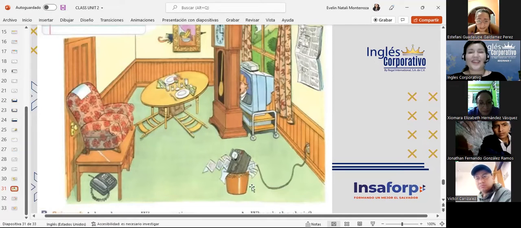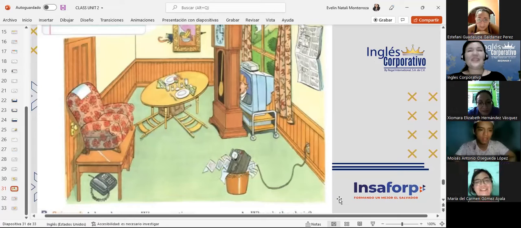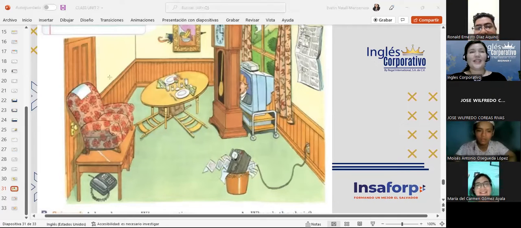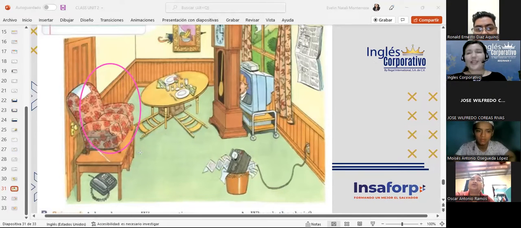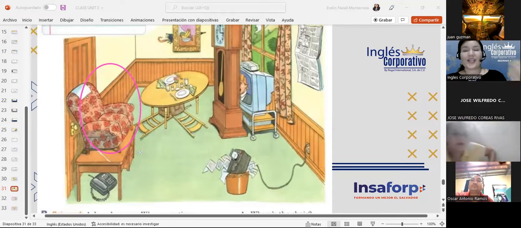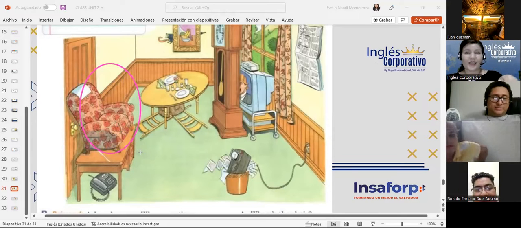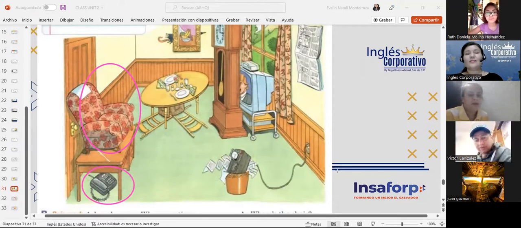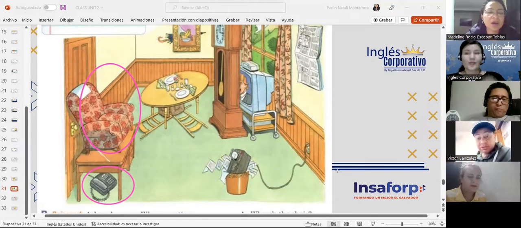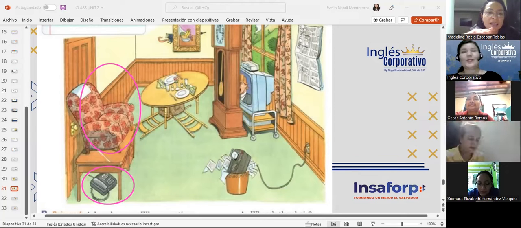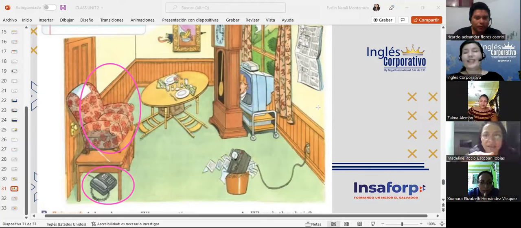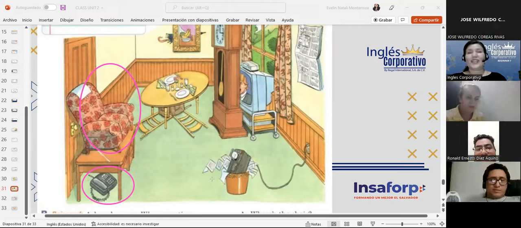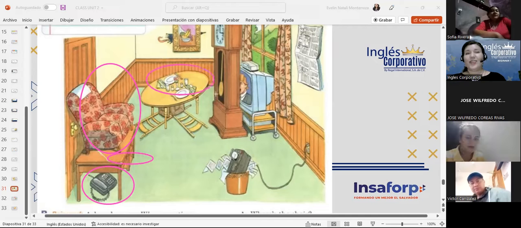Over the armchair. Table. On the table. The armchair is on the cabinet. On the desk. On the table. On the desk. Desk es escritorio. Where is the phone? The phone is under the desk. Under the desk. Este es desk. Este desk y esta es table.